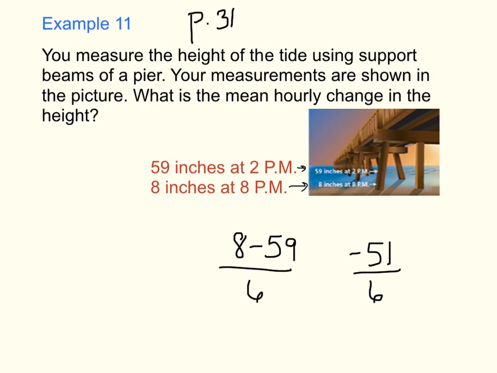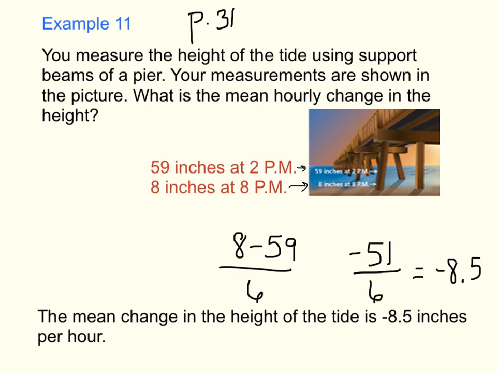So to get the average or the mean hourly change, this is how much it changes in 6 hours. We want to know how much it changes per hour. So you divide negative 51 divided by 6. Well, these are different signs, so our answer is going to be negative. So our change is going to be negative 8.5. But we need to make sure we put that in a sentence or make sense of it. The mean change in the height of the tide is negative 8.5 inches per hour. And that would be our final answer.